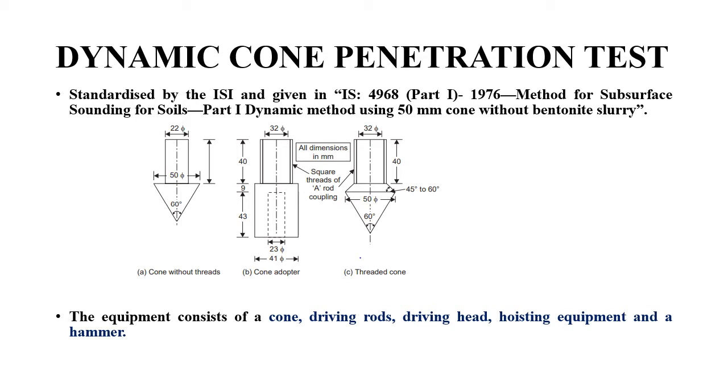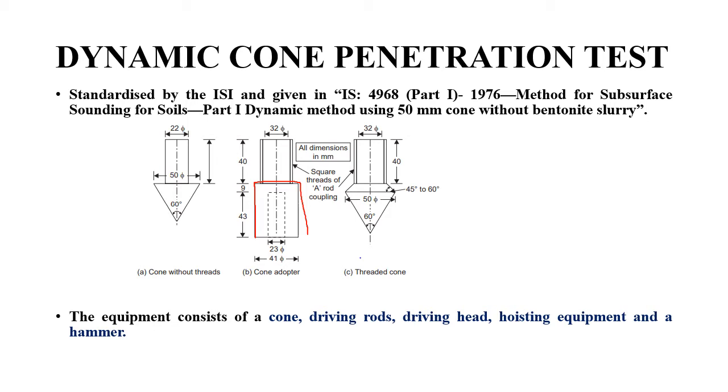Okay. Now the figure here shows the different types of cone. Actually two types of cones can be used. There is the cone without the threads. Okay. And for cone without the thread and a cone adapter. A cone adapter will also be attached to the same for cones without the threads. Okay. Another type of cone is a cone with a thread. Okay. These are the two different types of cone penetrometers which is used for conducting dynamic cone penetration test.